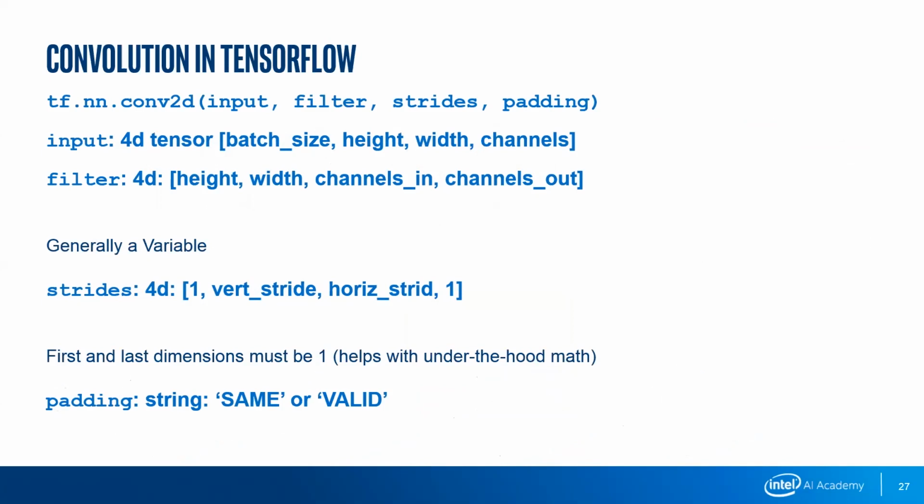It's called convolution 2D. Here you pass the input parameter, which is essentially a 4D tensor. Remember, I talked about how it's essentially a multi-dimensional array. Think of it in that particular fashion.